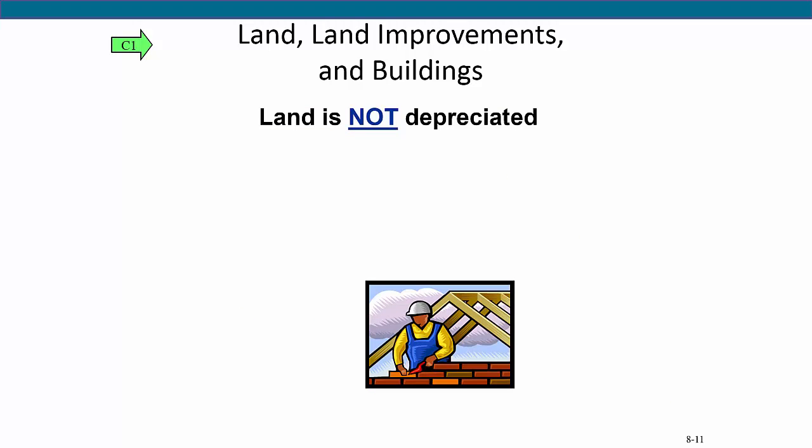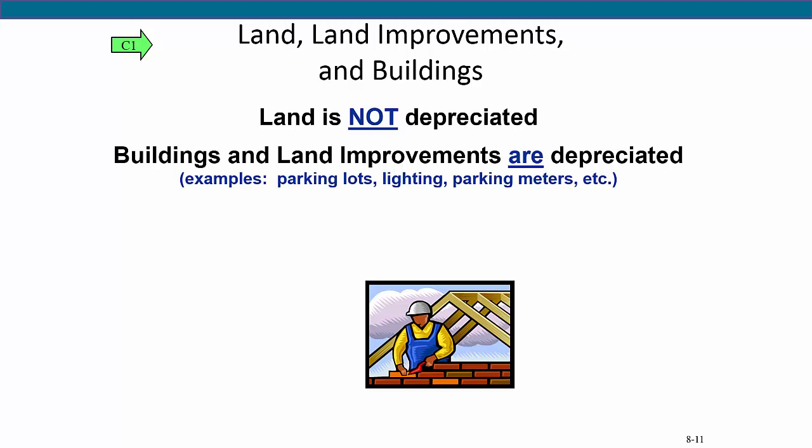Now, all costs to acquire land and land improvements and buildings after making them ready for their intended use are capitalized. This is true whether we purchase or construct the assets ourselves. Several types of capitalizable costs are shown on this slide.